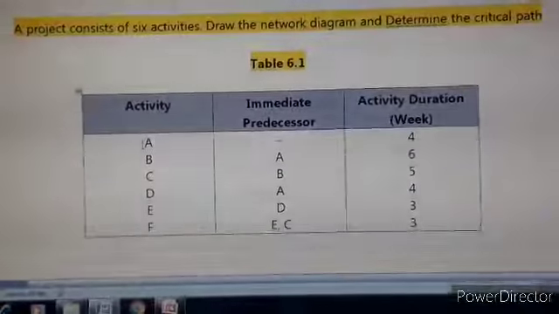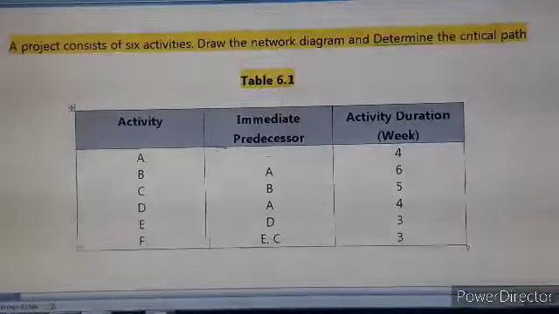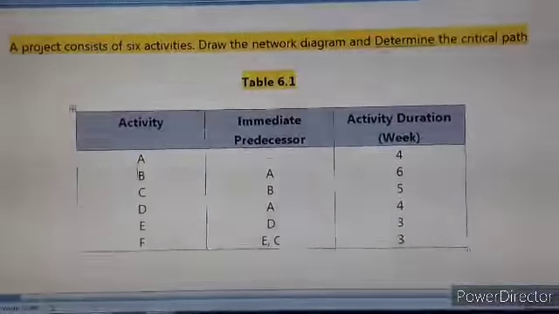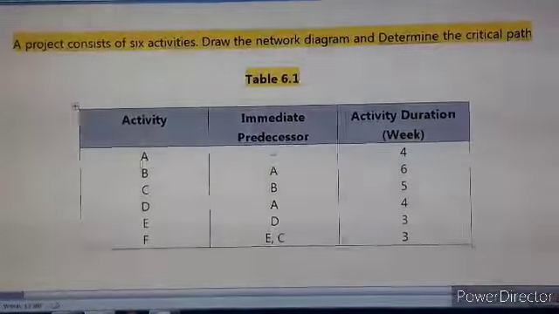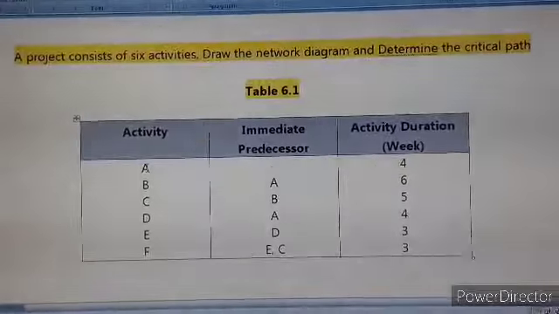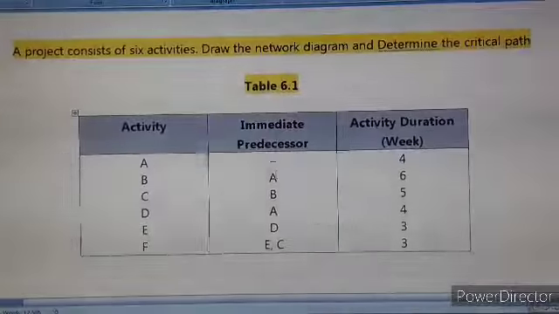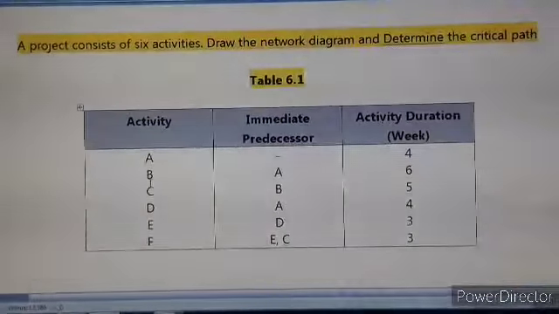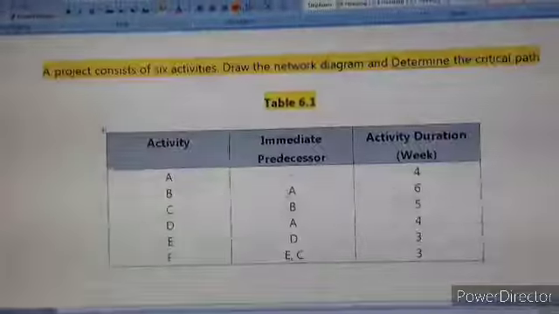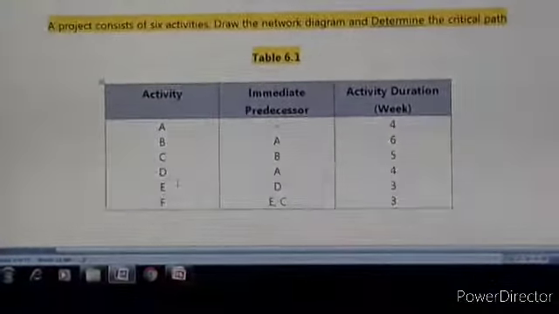When we proceed, we have to start with activity A. Since for A there is no pre-activity, we'll start with node 1 and node 2. In between node 1 and node 2 we'll write the activity A. Then for B, A is the pre-activity, so we'll start with node 2 and write the next activity, that is B, in between node 2 and 3. Similarly for C, B is the pre-activity and so on.